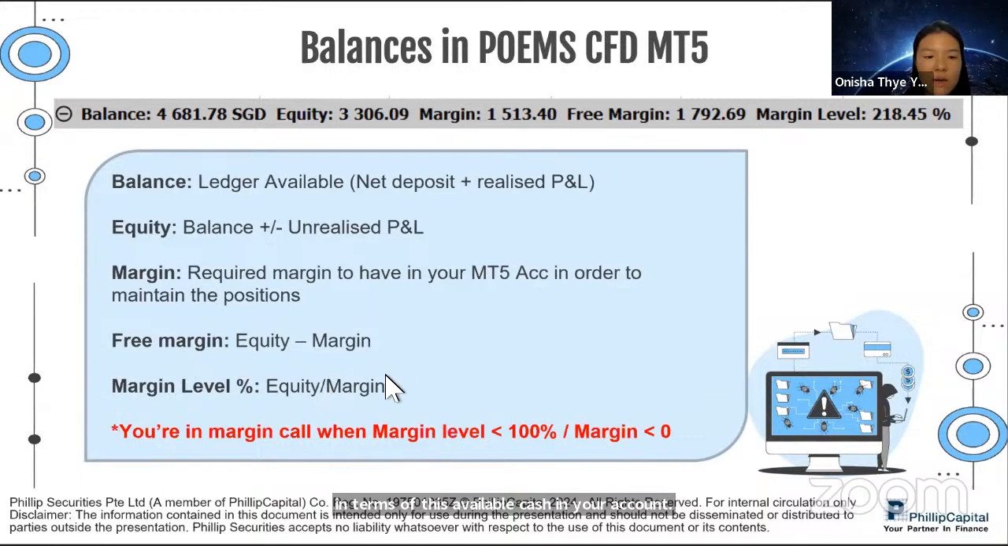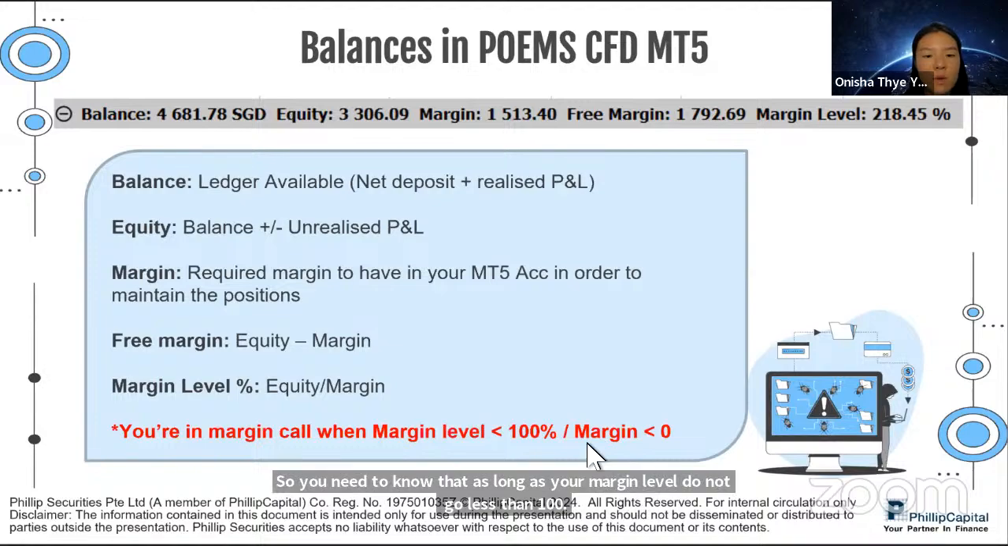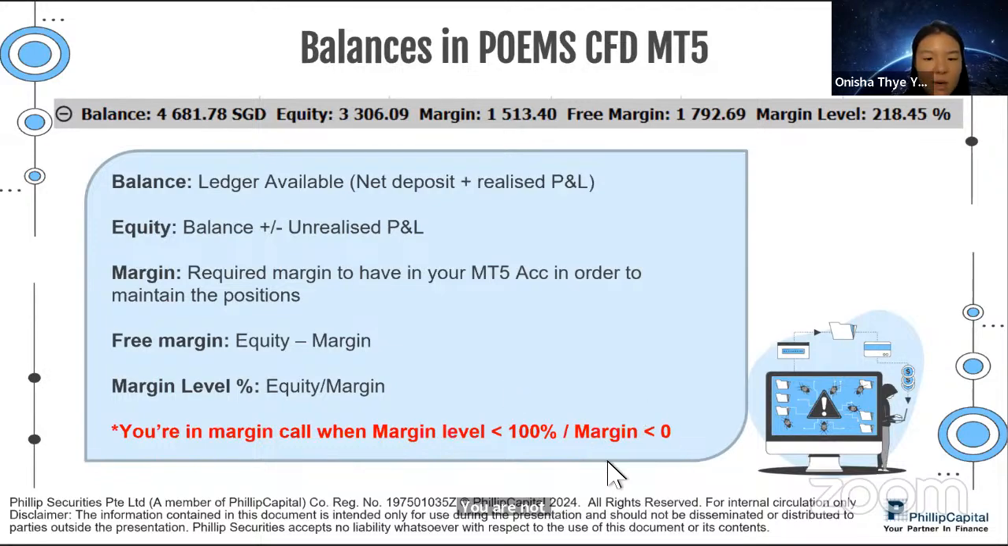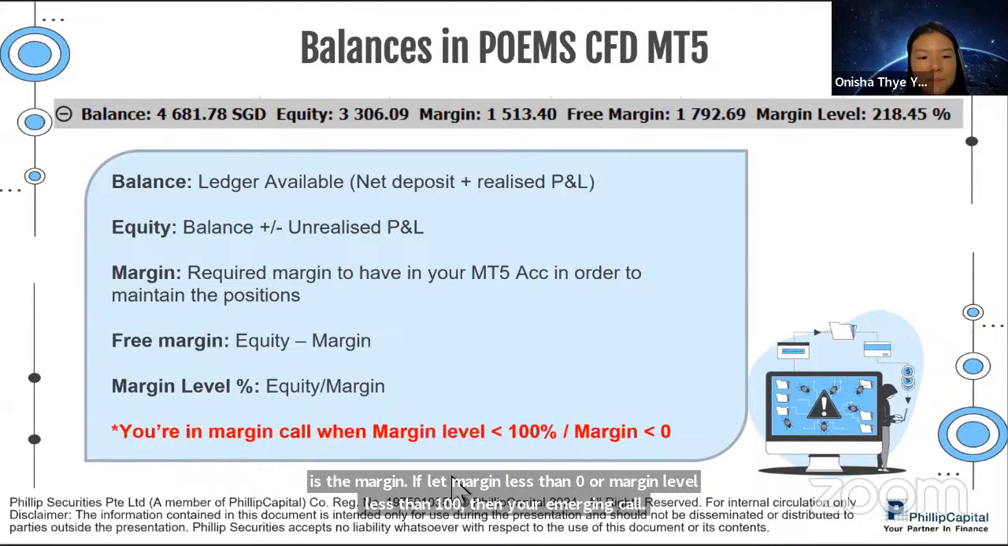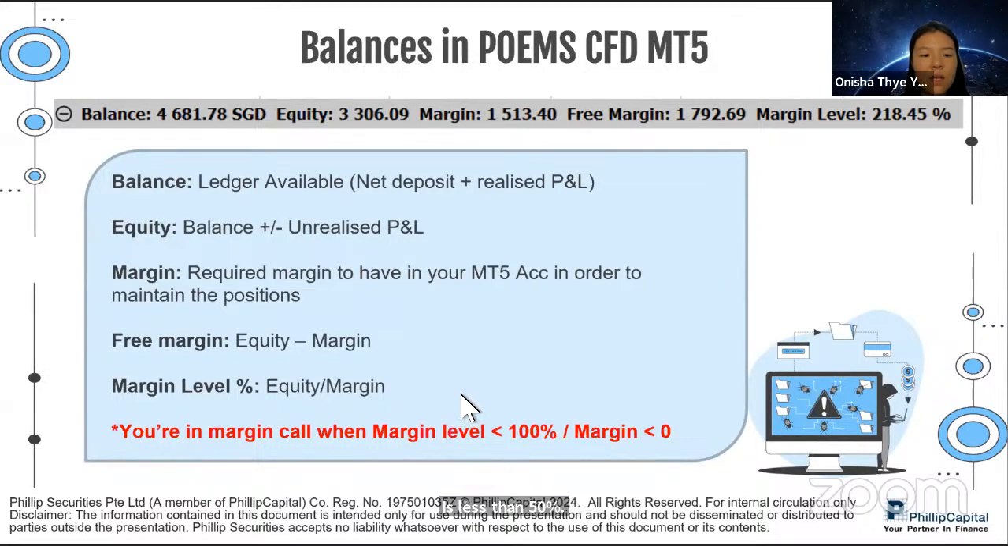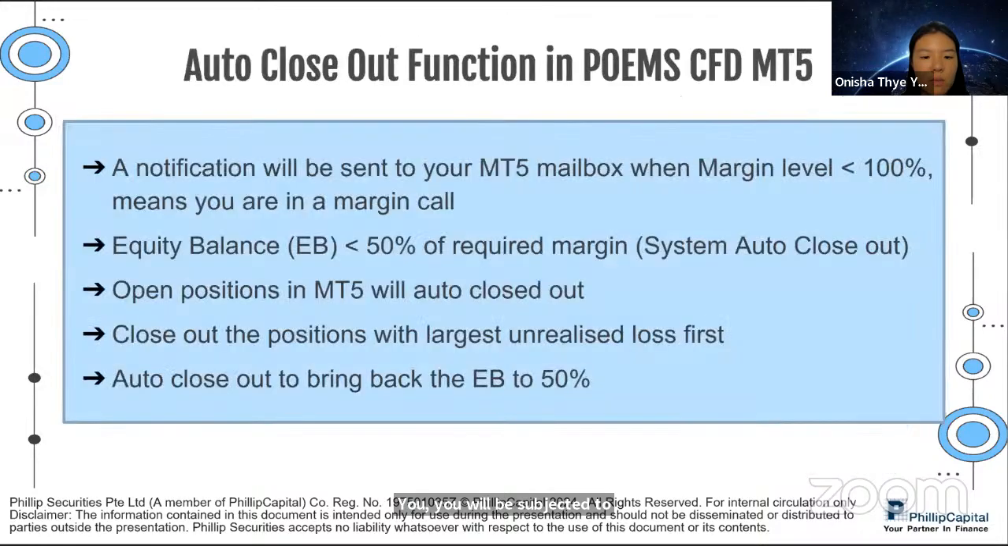Margin level is basically equity over margin. You need to note that as long as your margin level does not go less than 100%, you are not in margin call. But if it's less than 100%, then you're in margin call. Okay, if your margin level is less than 50%, you will be subjected to an auto closeout, which is what I'm showing here.